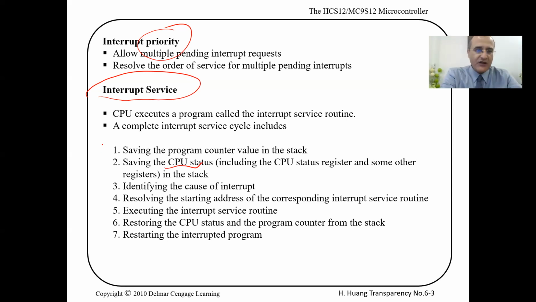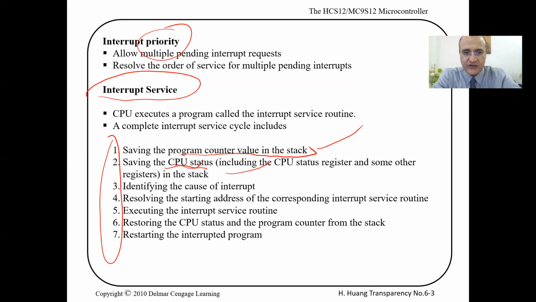So these are the steps that are followed when an interrupt happens. First, after an interrupt occurs, the program counter value is saved in the stack. Then the CPU status: all registers, register A, B, X, Y, are stored in the stack. The program counter is stored, and all other registers are stored in the stack. Then the hardware identifies what caused the interrupt. What caused this interrupt?